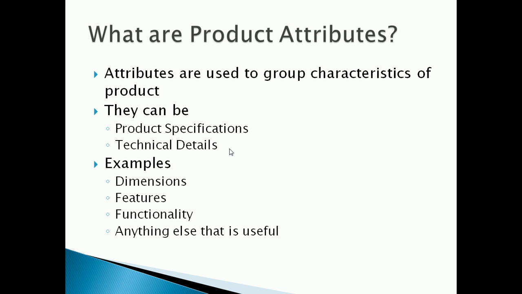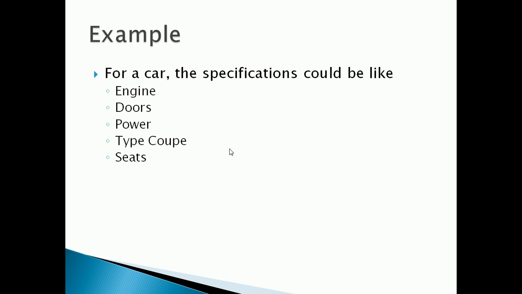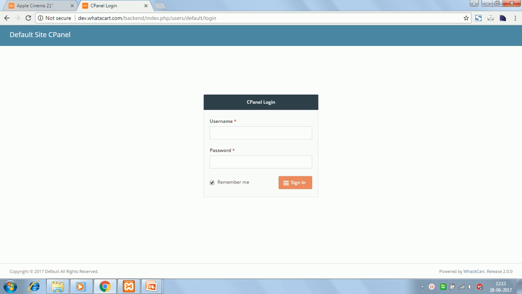Attributes are used to group characteristics such as product specifications, technical details, and any other useful information related to the product in your store. Now these attributes can be dimensions, features, functionality, and anything else that tells about the characteristics of the product. For example, if you're going to purchase a car, the specifications could include engine, doors, power, type coupe, and seats. By using these specifications or attributes, you can decide whether you want to purchase the car or not. Now let's see how to create an attribute.